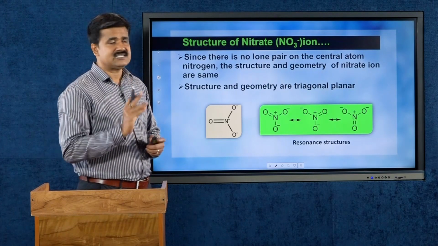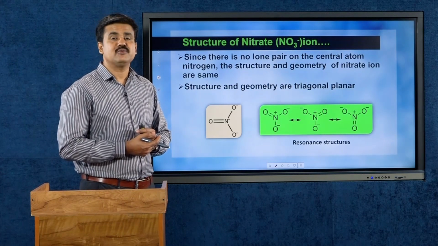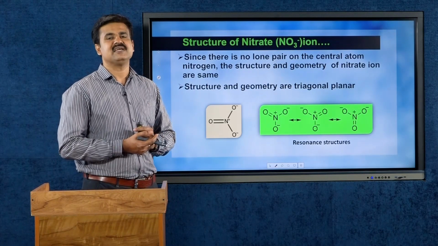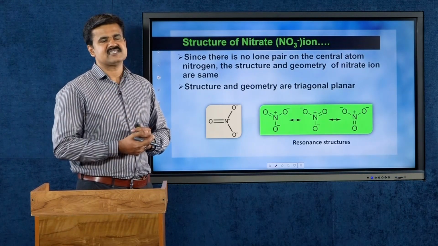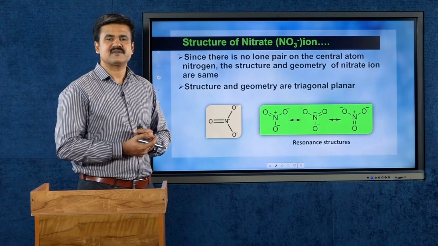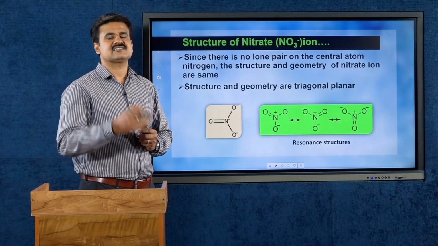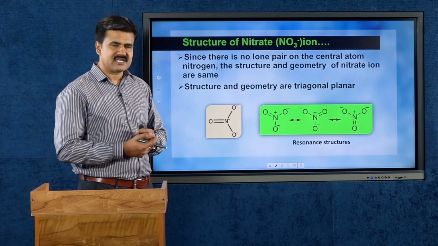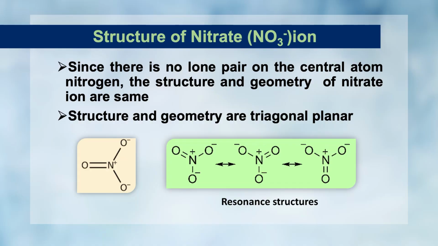It should be noted that nitrate ion is a species which shows the phenomenon of resonance. What do you mean by the term resonance? Resonance is a phenomenon in which the structure of a single molecule cannot be represented by one structure, but more than one structure is required. The individual structures are contributing structures or canonical structures, and the actual molecule is a resonance hybrid of all these structures. These are the possible resonating structures of nitrate ion NO3 minus.